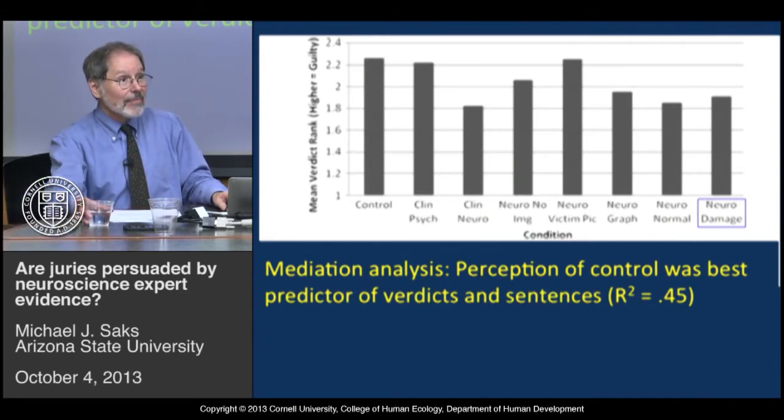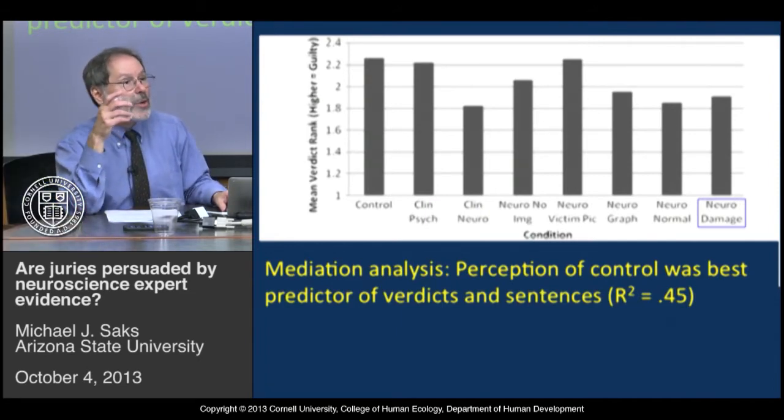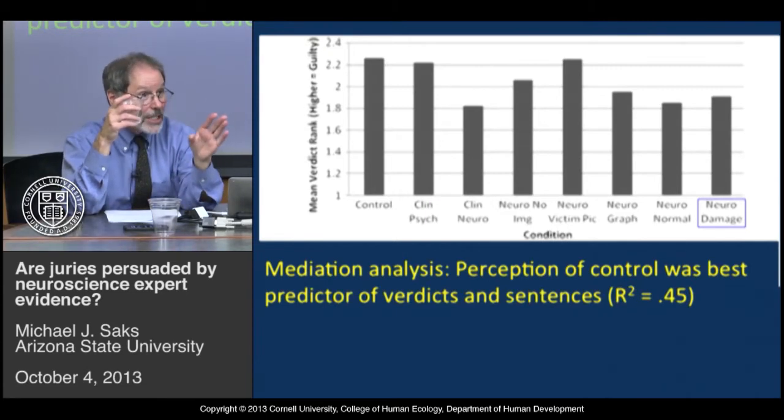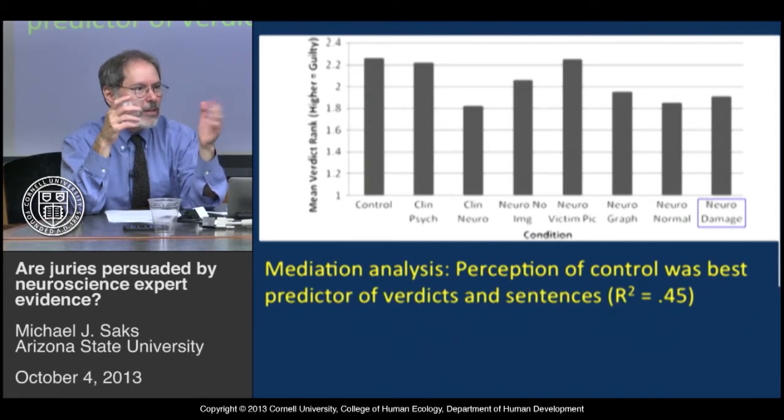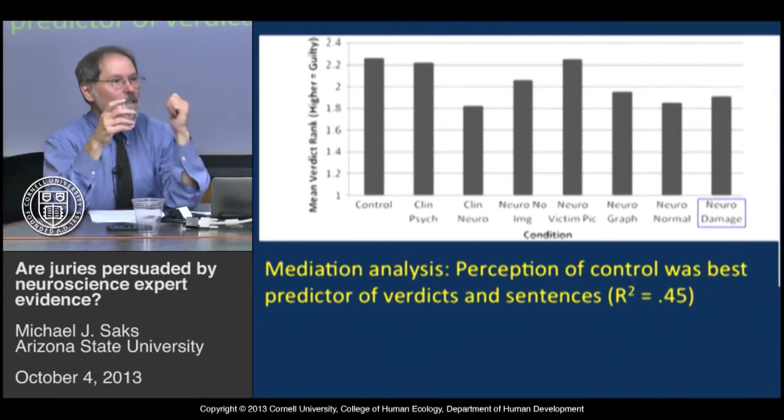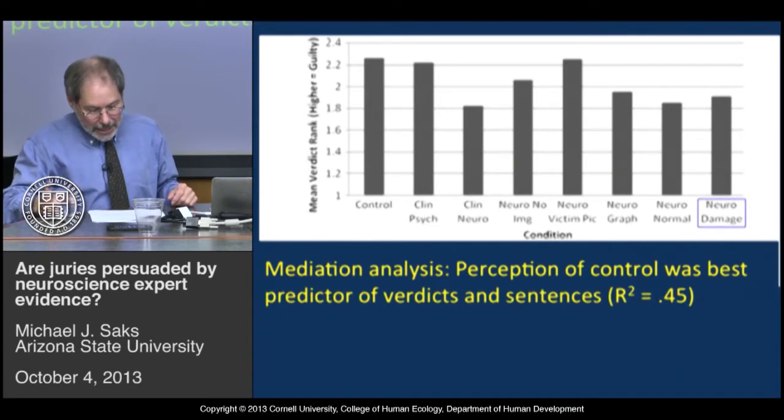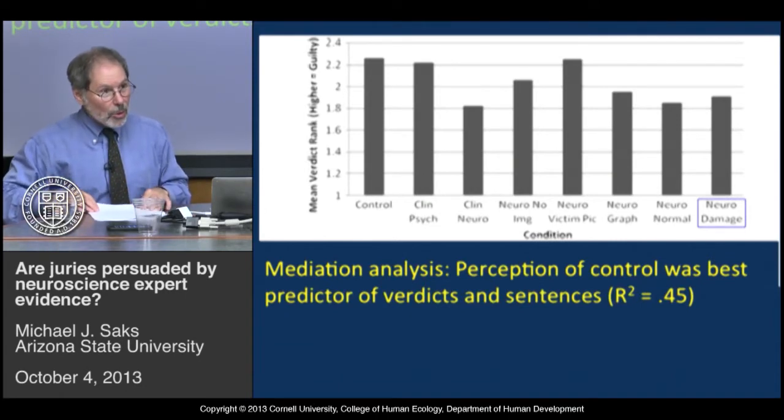How did you measure perceived control? Did you just ask them directly? Yeah, we just asked them, but there were three different questions that asked them about their judgment of this person's ability to control himself. And we combined those into a single index. And it had a Cronbach's alpha of 0.84, the index.